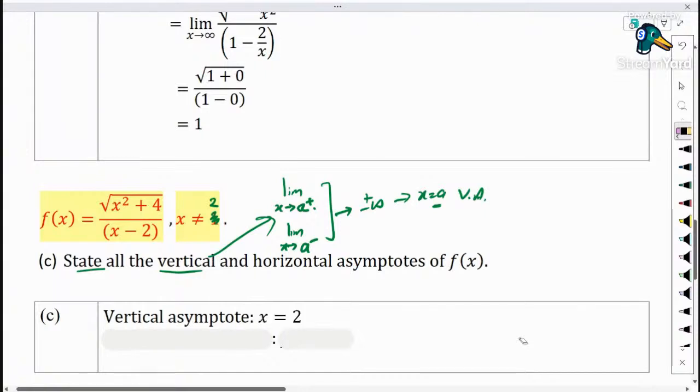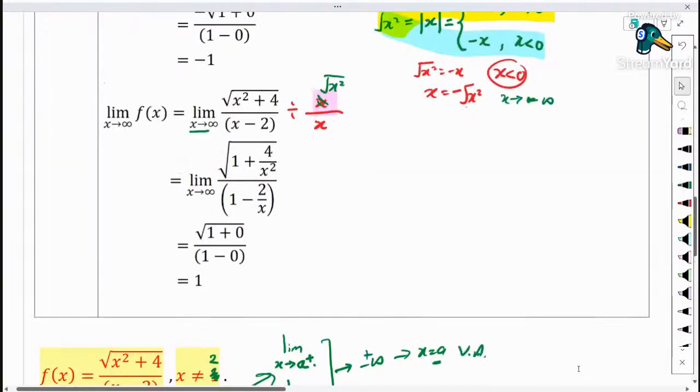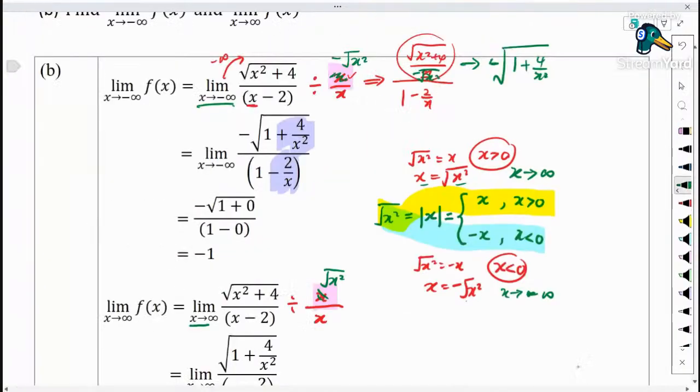And you make sure you write down the word vertical asymptote. Don't let us guess whether the x or the y is the case of vertical asymptote. Then the horizontal asymptote, how we get the answer is that refer to part B. When the limit approaches negative infinity, what is the corresponding value found? Combined with y, so y equals -1 is the horizontal asymptote.